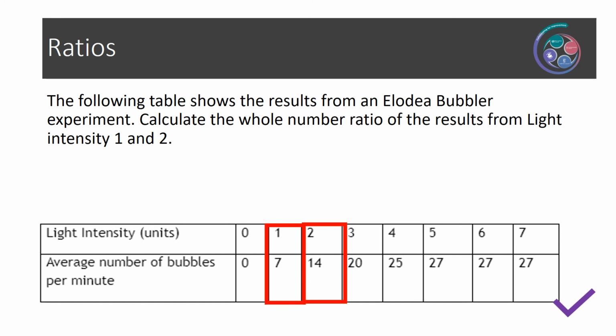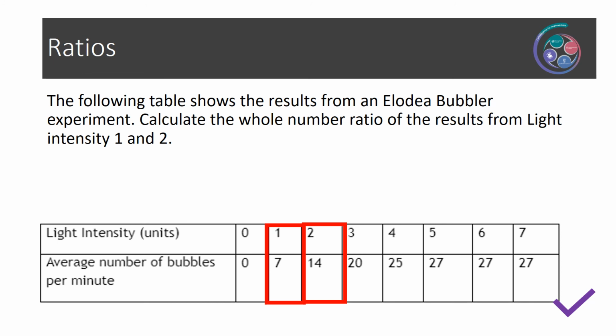Okay, so the first thing we needed to do was to figure out what numbers go with what units. So light intensity 1 and 2. Light intensity 2 has got 14 and light intensity 1 has got 7 bubbles per minute. So our current ratio is 14 to 7. Now we know that the times table that they both go into, 7 is an odd number and 14 is an even number. So we know they don't divide by 2.